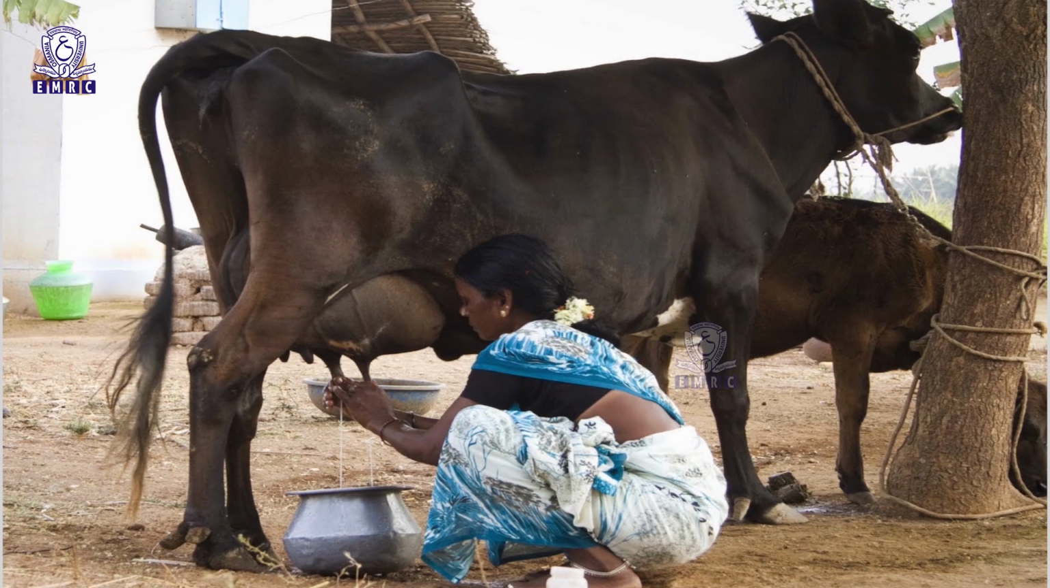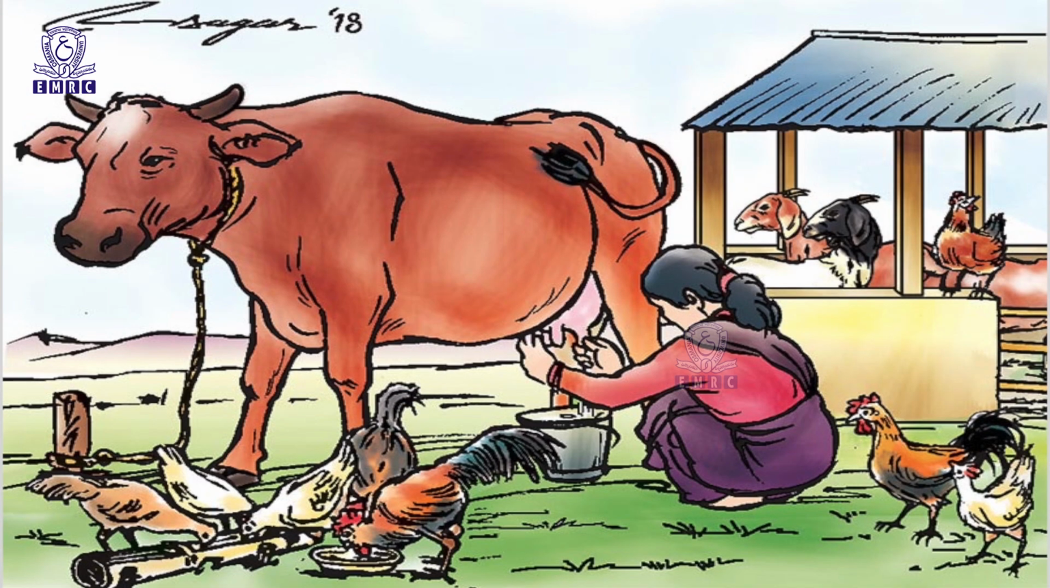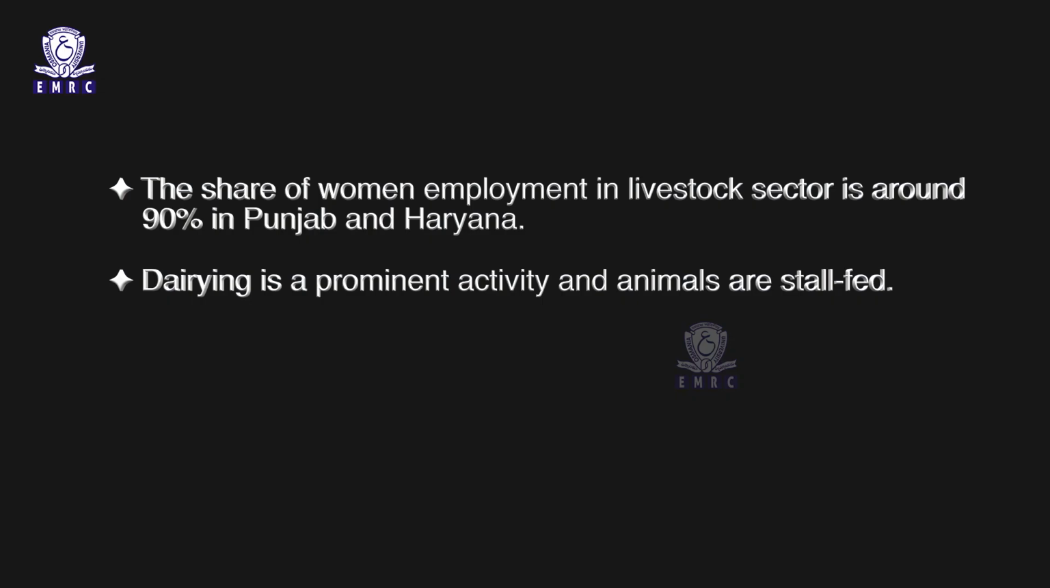Gender equity. Animal husbandry provides gender equity. More than 3/4 of the labor demand in livestock production is met by women. The share of women employment in the livestock sector is around 90% in Punjab and Haryana, where dairying is a prominent activity and animals are stall fed.